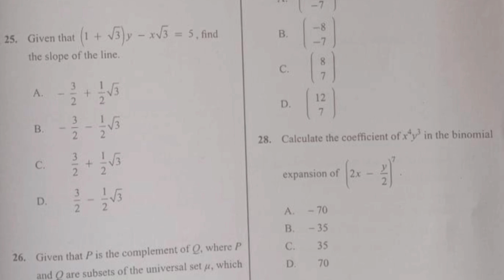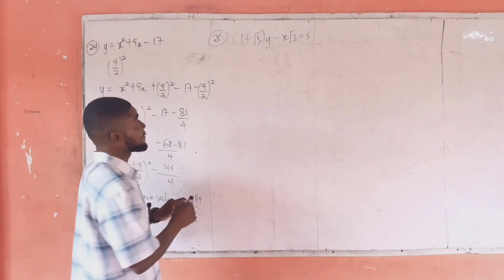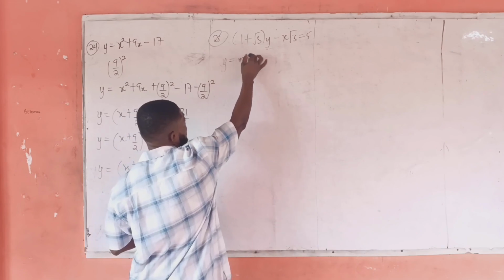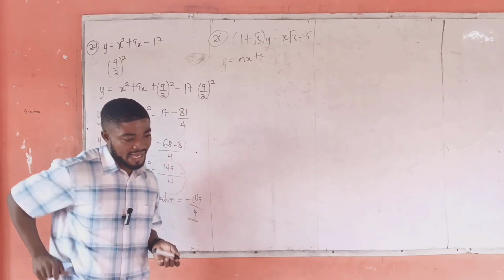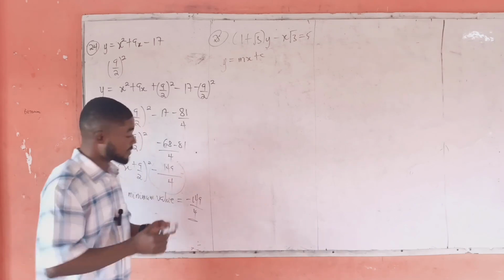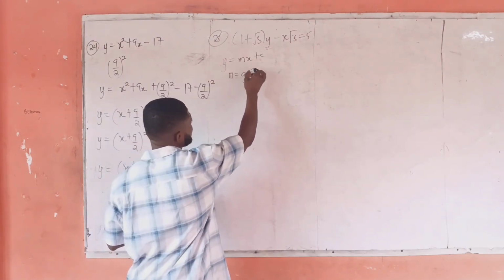we've been given that (1 plus root 3) y minus x root 3 is equal to 5. We should find the slope of the line. We assume this is a line, and we know the general formula for a straight line is given by y is equal to mx plus c. Others prefer to use y is equal to ax plus c, but I'm using y is equal to mx plus c, where my m is the gradient or slope.